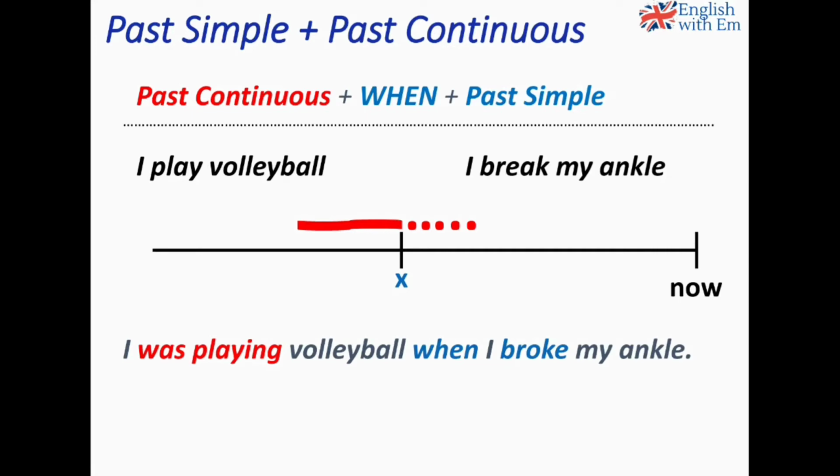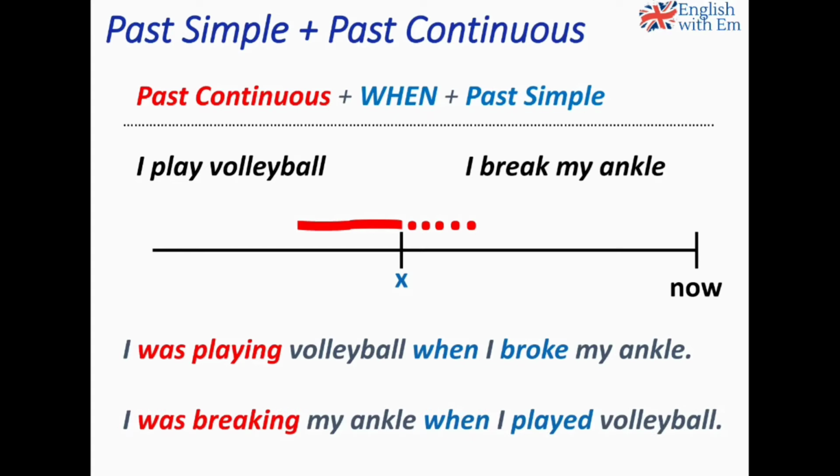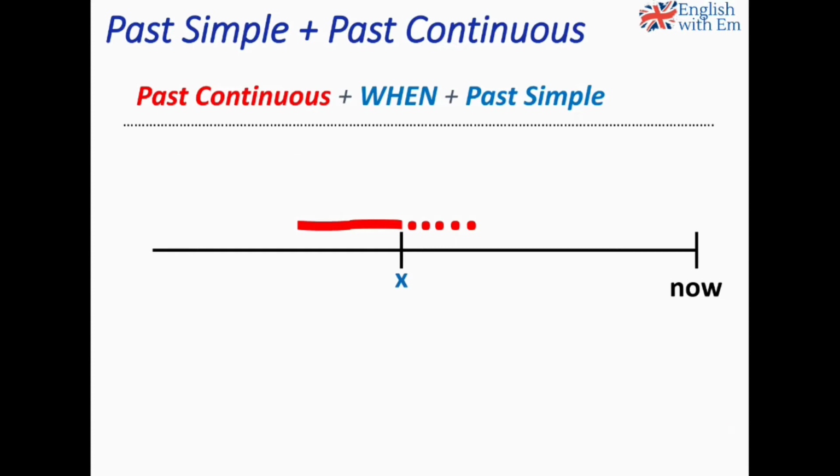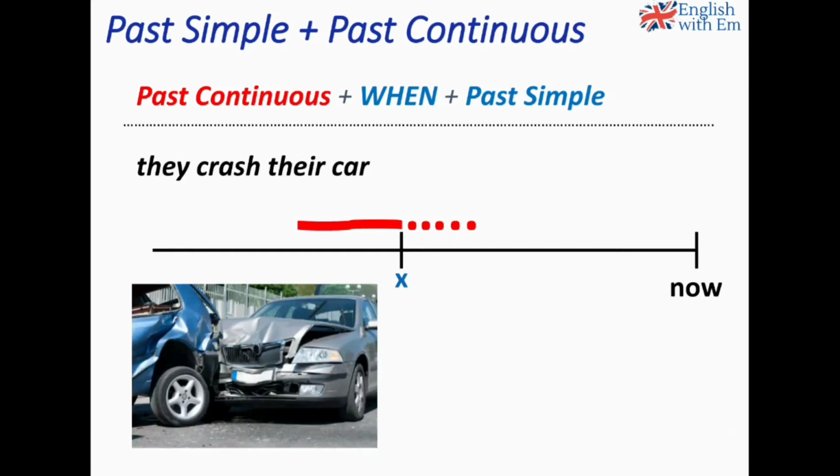I was playing volleyball when I broke my ankle. Or, I was breaking my ankle when I played volleyball. Which of these 2 do you think is correct? I was playing volleyball when I broke my ankle. We use the past continuous for the longer action and the past simple for the shorter, sudden, interrupting action. Let's look at another example.